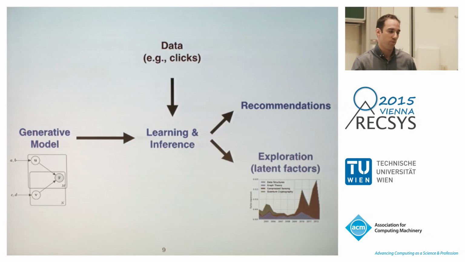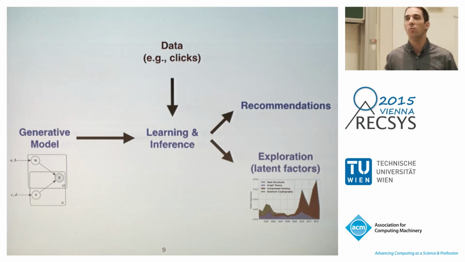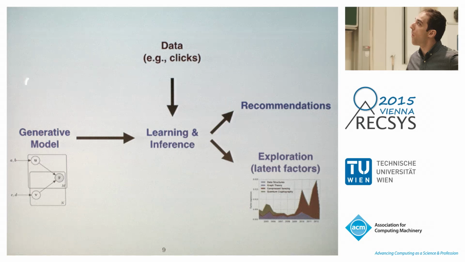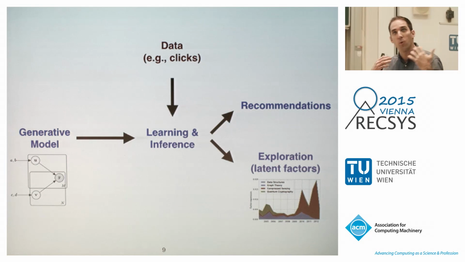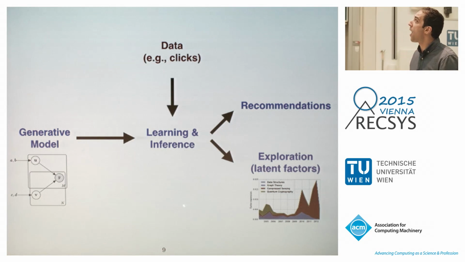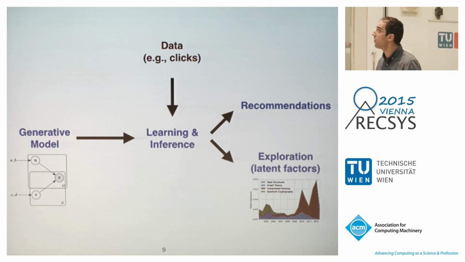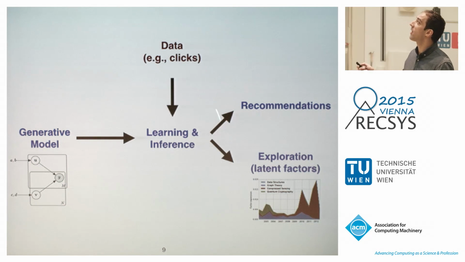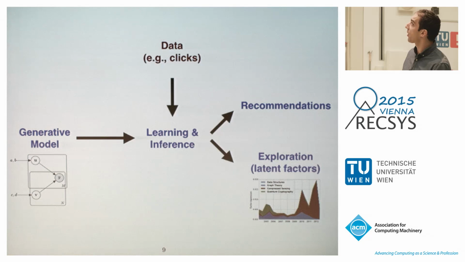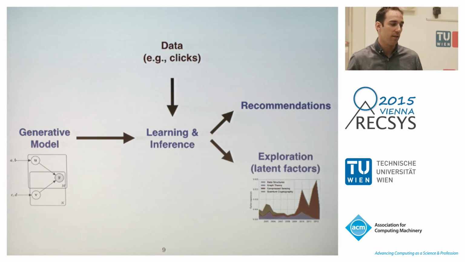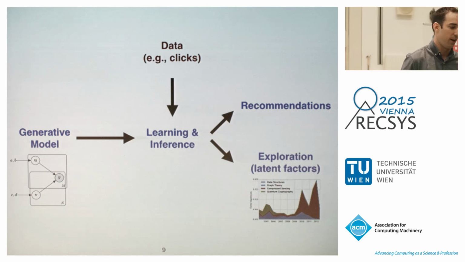So from a graphical point of view, here's what we're going to do. We're first going to posit a model of how the world is generated, and then we're going to come up with learning and inference procedures. Conditioned on data, we can fit a model, and then do recommendations or explore the latent space of the recommendations to get a better understanding of the data set.